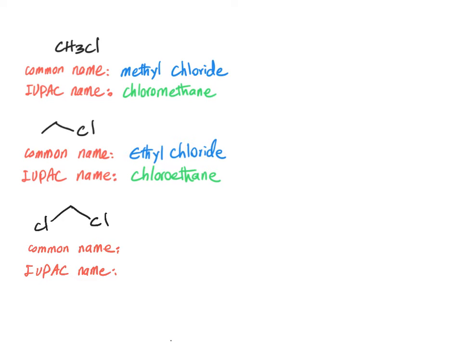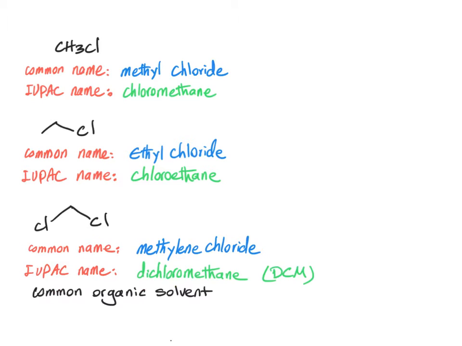The common name of this compound is methylene chloride, and the IUPAC name is dichloromethane. Dichloromethane or methylene chloride is a common organic solvent. If a halogen is bonded to a methyl group, to a CH3, this is a methyl halide. For example, CH3Cl is a methyl halide.